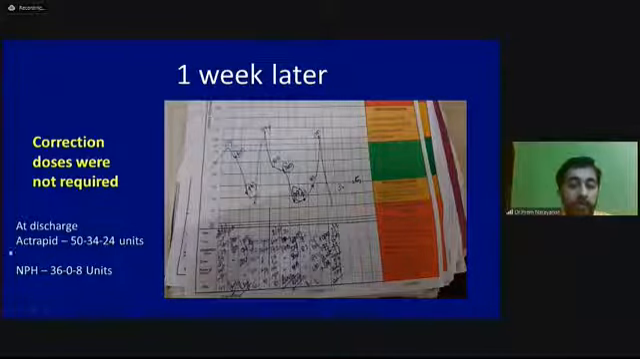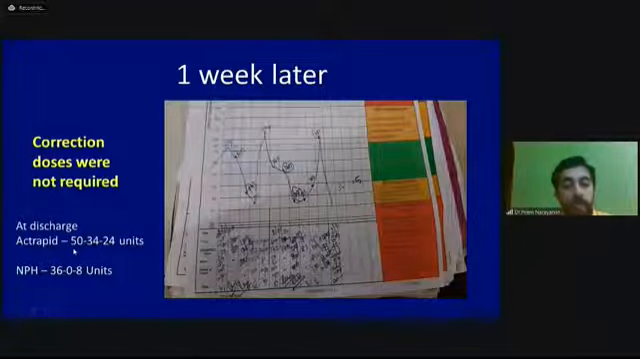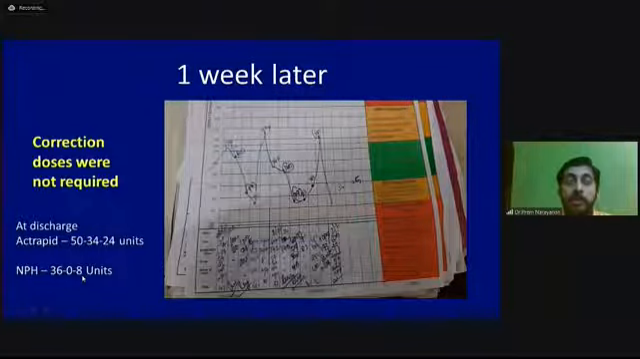But another thing you can see here at discharge, he was discharged with regular insulin of 50, 34, and 24 and NPH of 36 and 8. You can see a high dosage of insulin. It is quite commonly seen when patients with severe cirrhosis of liver or severe CKD on dialysis and all, the insulin resistance is pretty high in these patients, and the insulin dosage requirements also go high like this.